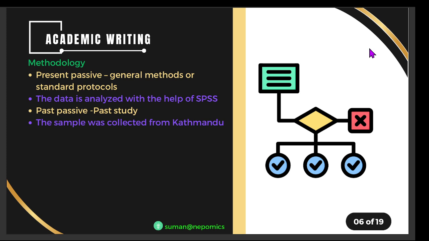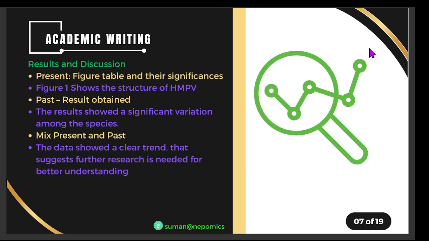Okay, you can use present passive tense to explain the general methods or the protocols involved in the research. For example, the data is analyzed with the help of SPSS. And next, if you have done the work in the past and now you are describing it, then you can use past passive. For example, the sample was collected from Kathmandu. In this way, you can go through the tenses.